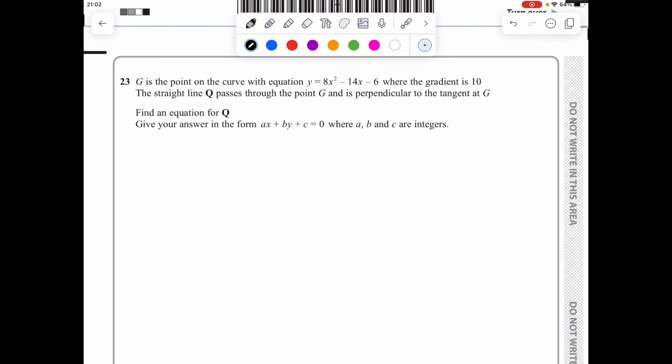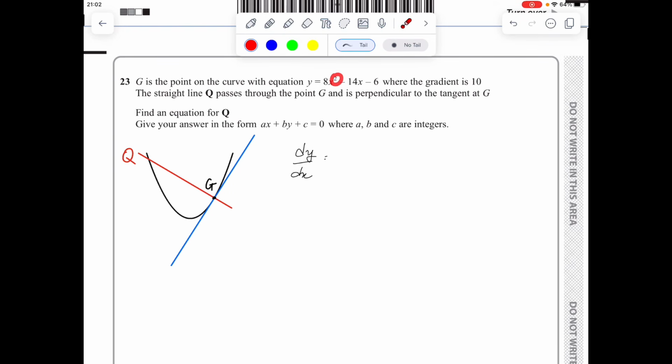For question 23, I'll make a rough sketch of the situation. No axes are required. Q is the line I need to find, so I'll start by differentiating. So dy/dx equals 2, and now I'm going to bring the power down, multiply by 8, so I get 16x minus, and then the power on 14x is 1, multiply by 14 to get 14x to the 0, so just 14. So at point G, I have dy/dx being equal to 10.